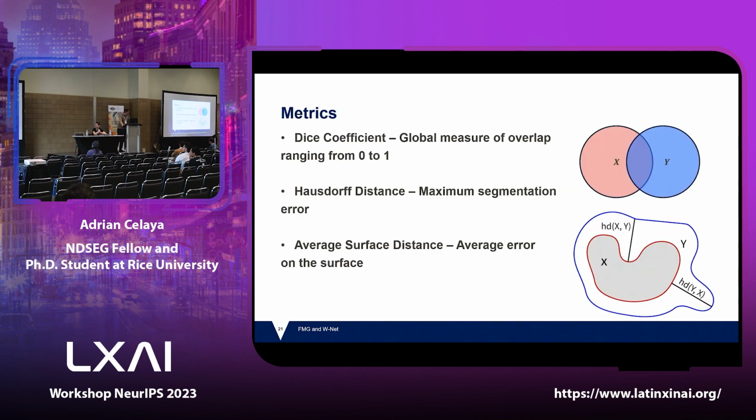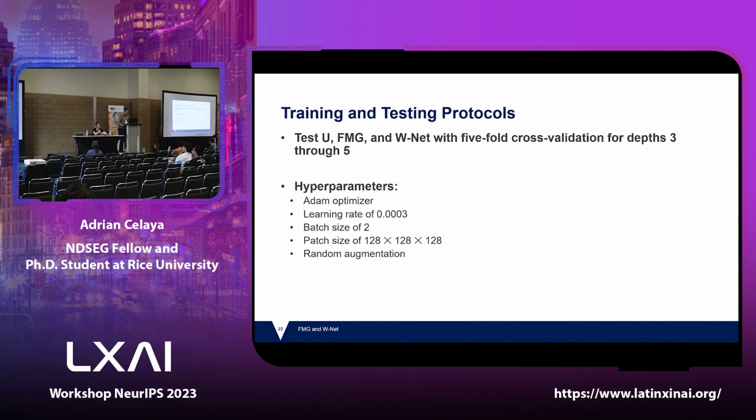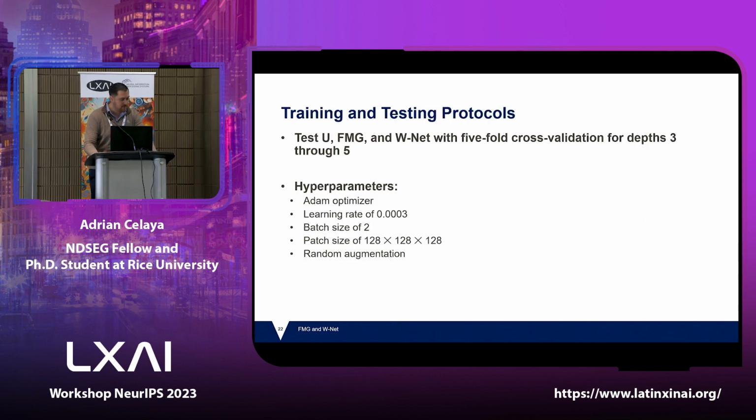We'll evaluate our predictions using the Dice coefficient, your classic measure of overlap, which ranges from 0 to 1. We'll also use the Hausdorff distance, which you can think of as measuring the maximum segmentation error, as well as an average surface distance, which is the average error along the surface of these tumors. We'll use a five-fold cross-validation here for different depths of these architectures, as well as some pretty standard hyperparameters.